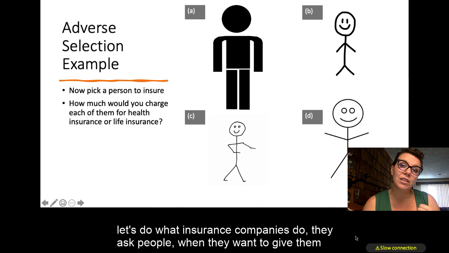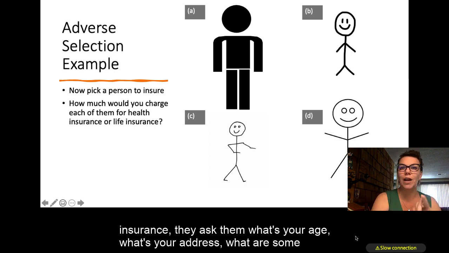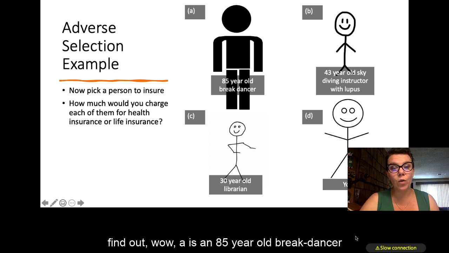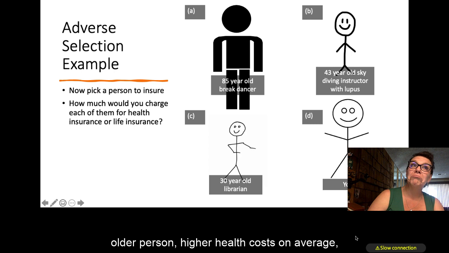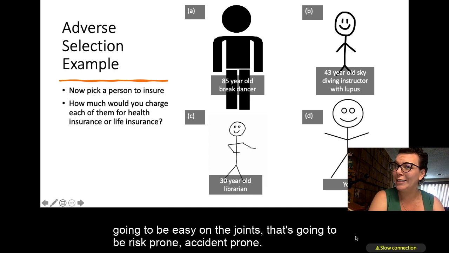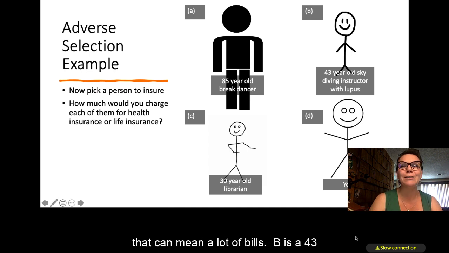Let's do what insurance companies do. They ask people when they want to give them health insurance. They ask them, what's your age? What's your address? What are some of your habits? What are you employed as? And we might find out, wow, A is an 85-year-old breakdancer. Older person, higher health costs on average because of age. And also breakdancing, that's not going to be easy on the joints. That's going to be risk prone, right? Accident prone. That might mean a lot of bills.